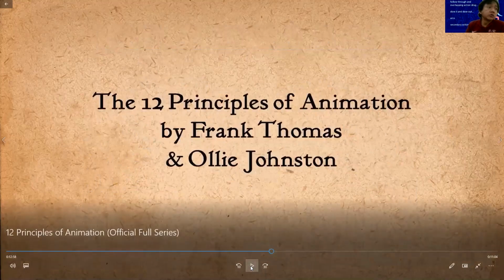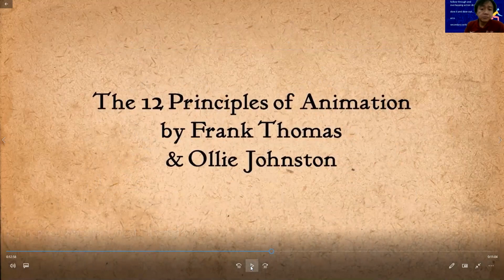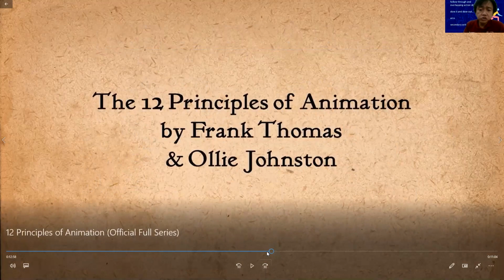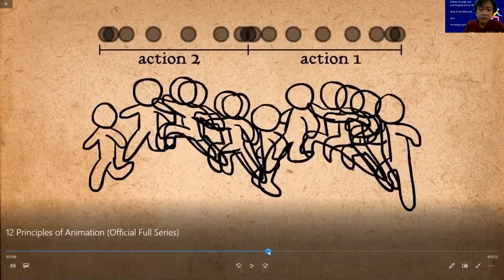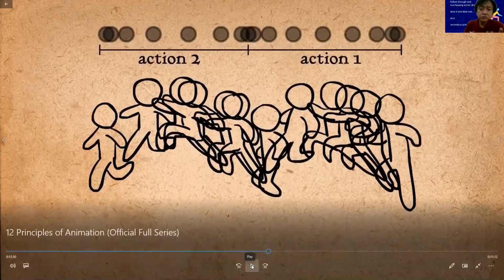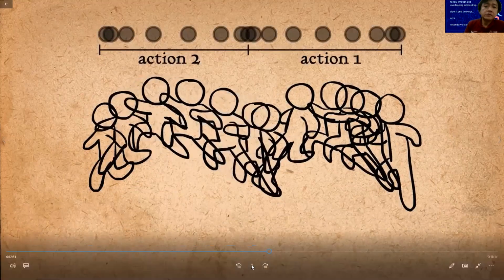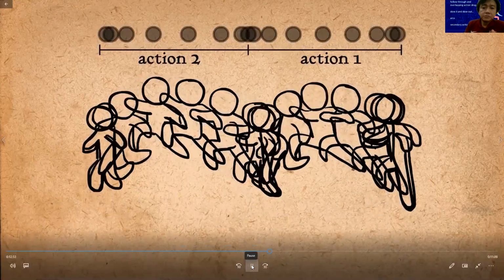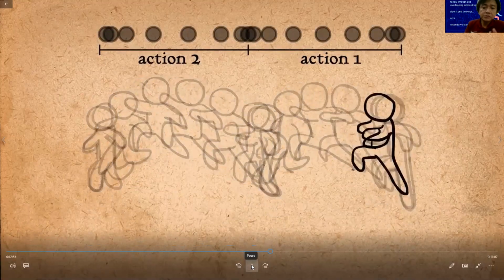Okay, so we're now going to the seventh principle, slow in and slow out, which we covered a while ago. Let me just show that part again. Now notice he said that you have to evenly frame it, so make sure that the frames are even. So that's what it is. Evenly spaced, with drawings closer together at the beginning of the action and at the end of the action, and drawings farther apart in the middle.